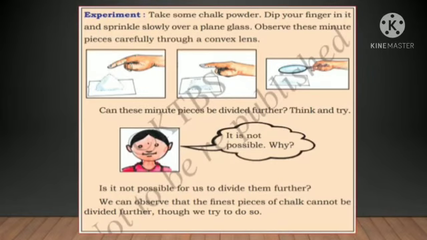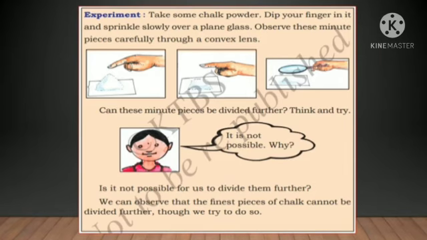So that comes to the concept of matter. Matter is nothing but an object or anything that is around us. We will write the proper definition by the end of this video. How is matter available in nature created? There is one small experiment given in your textbook, page number 132. The picture has been shown even on your screen. Experiment: take some chalk powder, dip your finger in it, and sprinkle it slowly over the plain glass.